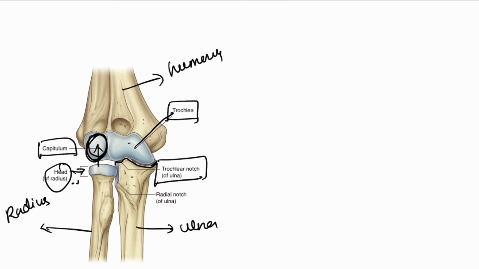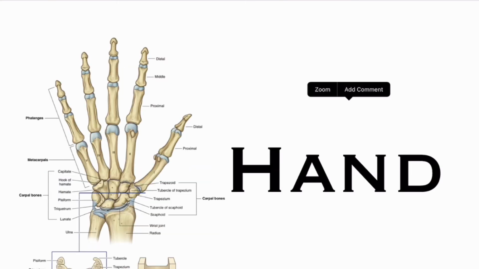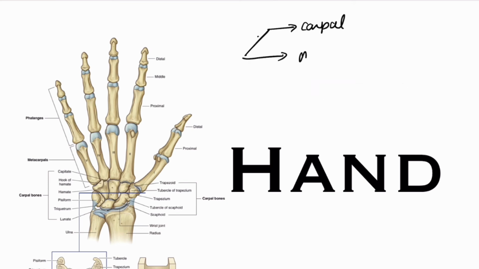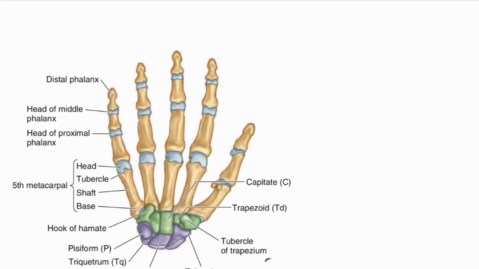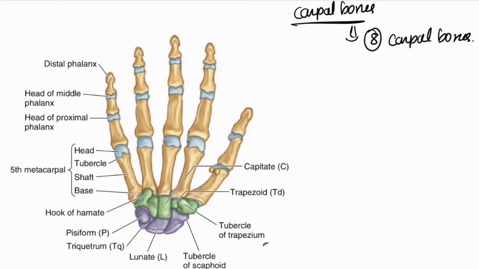Now let us look at the hand. In the hand we have three types of bones. They are carpal bones, metacarpal bones, and phalanges. These are the phalanges here. These are the metacarpals here. And these are the carpal bones. Now first let us look at the carpal bones. We have 8 carpal bones. Now let us look at them from the lateral to medial side. Lateral to medial side. This is the scaphoid bone.